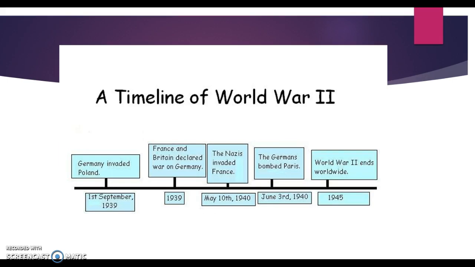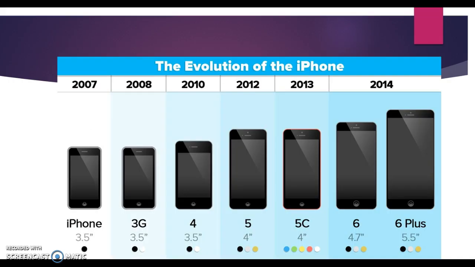Here's a timeline of World War II. For this timeline, the student would also have to pick out the key events, but they could also see cause and effect relationships and see why things occurred as they did.